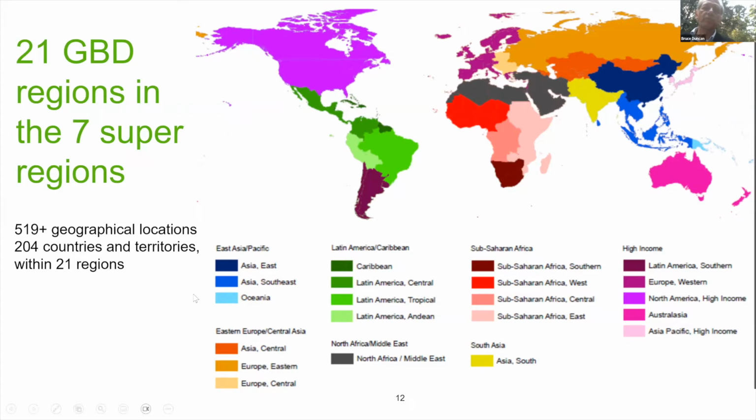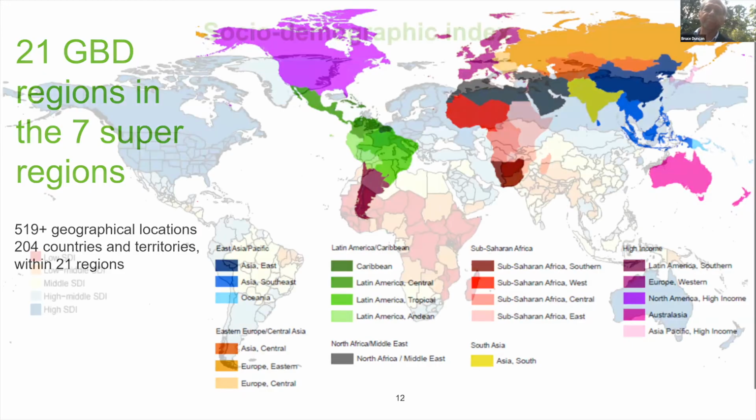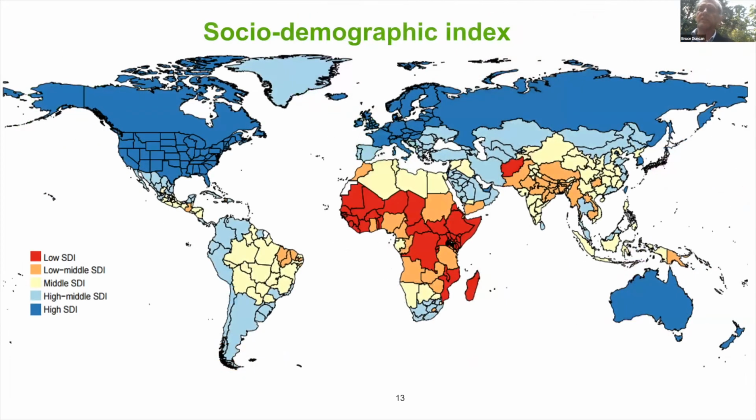So there are 7 super regions, 21 regions, 204 countries and territories, and then 519 geographical locations, because some of the countries are broken down. For example, for Brazil, we have more than Brazil. We have each state having these estimates. These regions and locations are shown on the map.